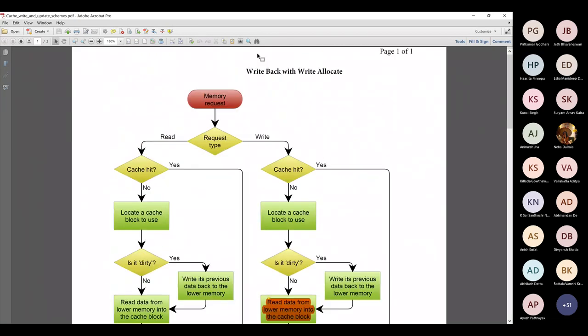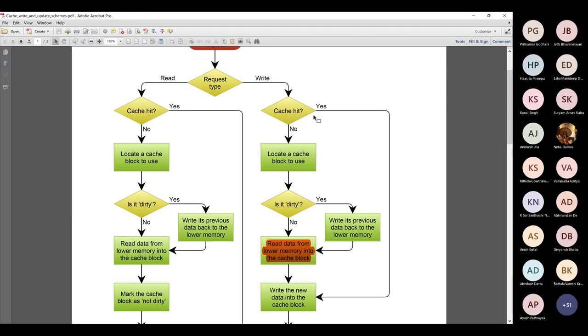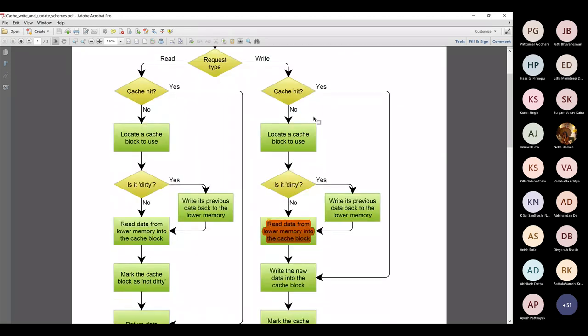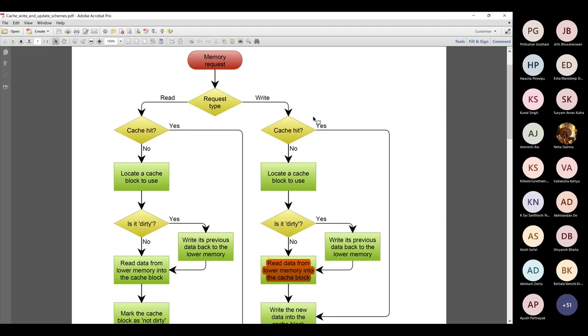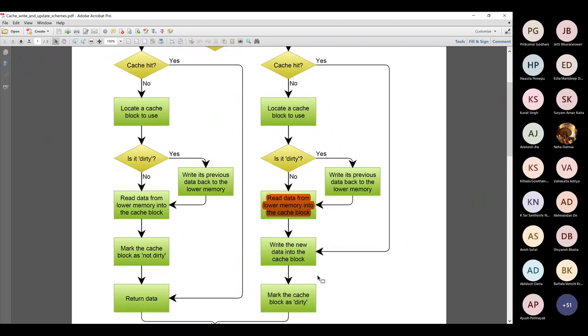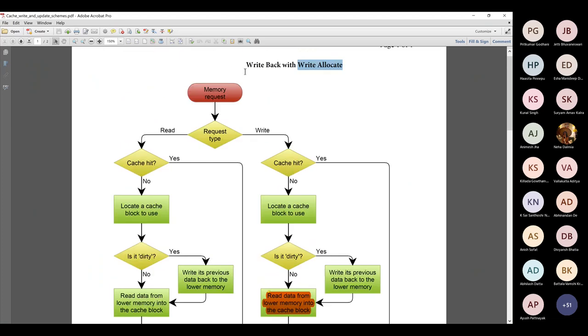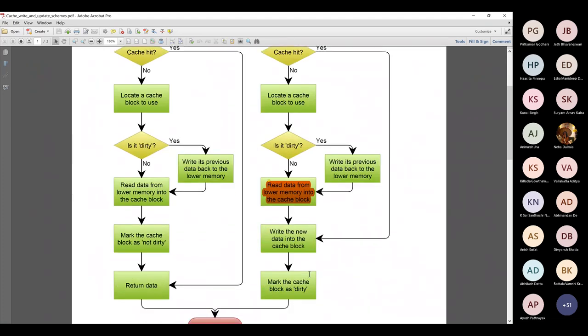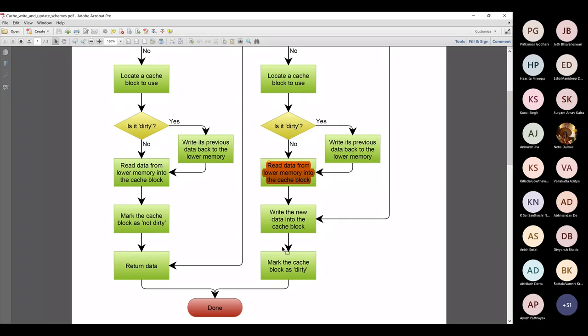The second combination that is common is write back with write allocate. Write back when write hit, write allocate when write miss. Let us come to it. First of all, let us look at the writing mechanism. If it is a cache hit, I update the cache block, but I do not update it into main memory. That is why it is a write back scheme. But I keep a record that the cache block is dirty.